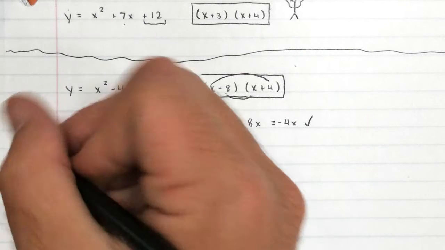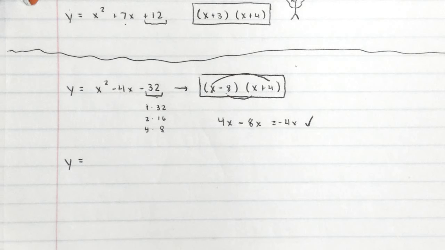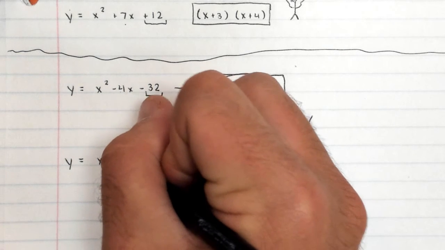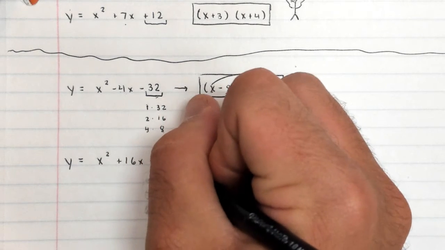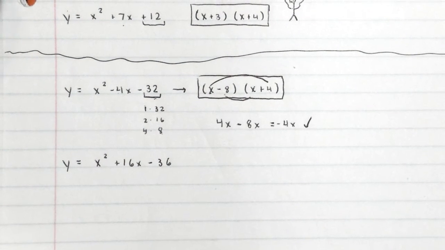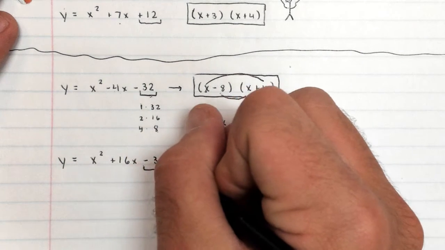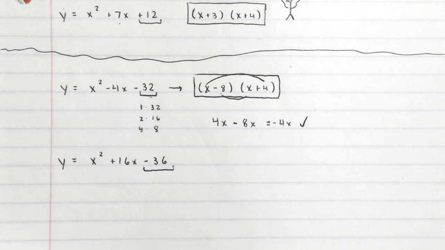Do a couple more. Let's say y is equal to x squared plus 16x minus 36. Alright, I want factors of negative 36 that when I combine them give me a positive 16.